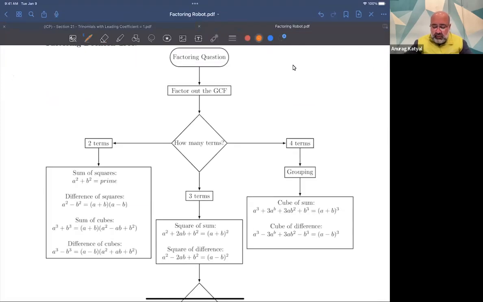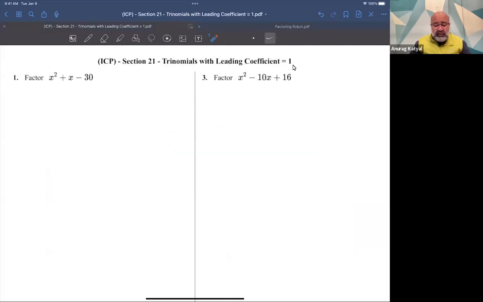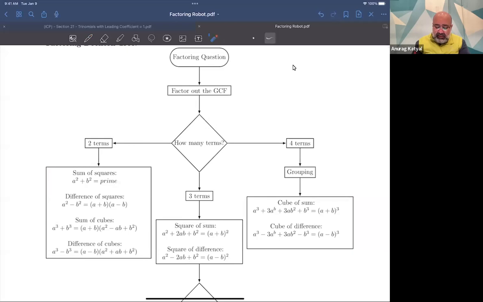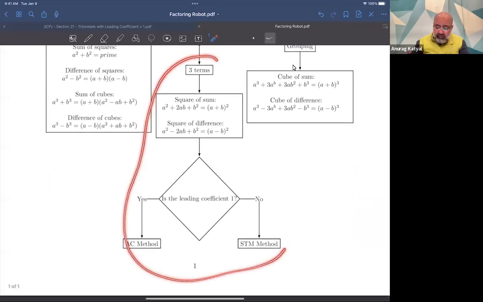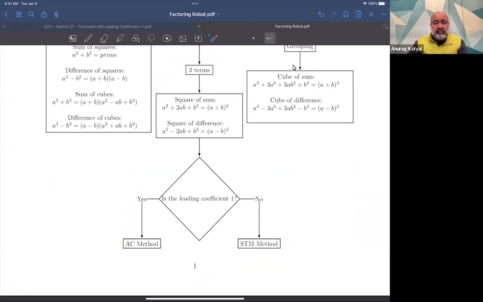So we again go back to our friendly factoring robot. The first thing you always have to worry about is, is there a GCF? If there is a GCF, you factor it out. If there's no GCF, then you move on. You ask yourself how many terms we have. Because the section is trinomials, you're going to have problems with 3 terms. So we're going to stay in this range the entire time for this section.